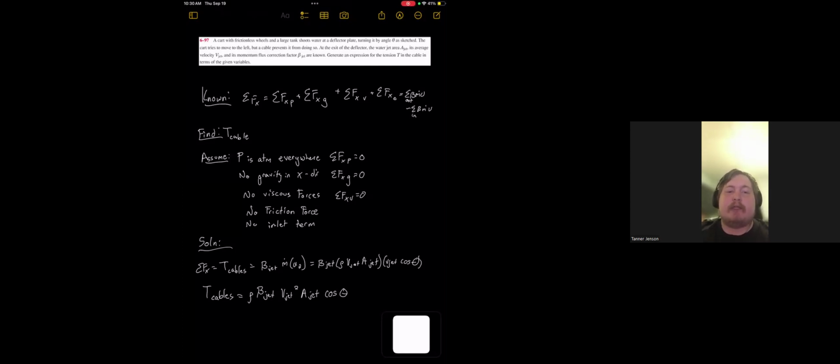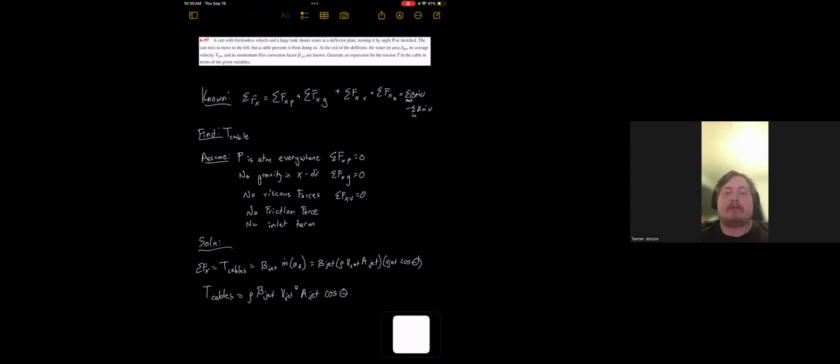So what we do know is that the sum of forces in the x direction is equal to the forces of pressure, gravity, viscous, and others in the x direction, summed, which is equal to the outstream minus the instream, the out momentum minus the in momentum. So we want to find the tension of the cable, which is T cable in my notation.